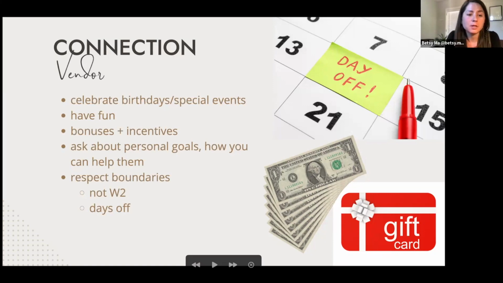Those are things you need to work out with your team, and just know that they're not a W-2 employee. They don't report to you. They're an independent contractor, and they deserve their boundaries and also their days off. It goes a long way when you see your staff and your vendors in that way.